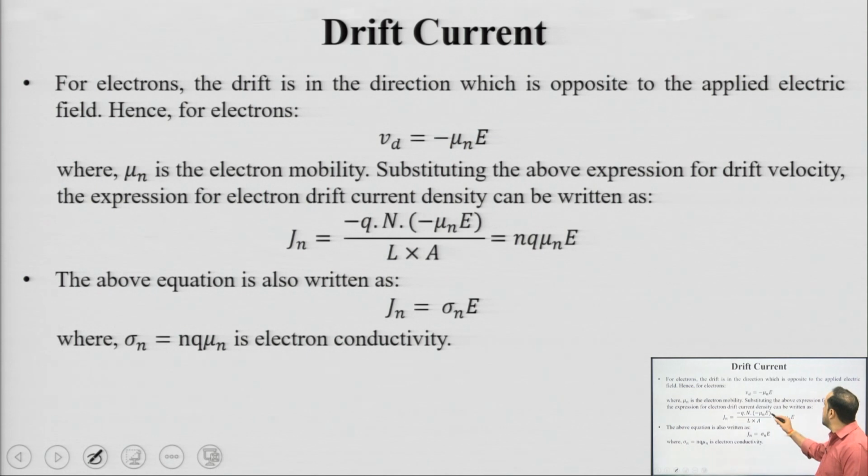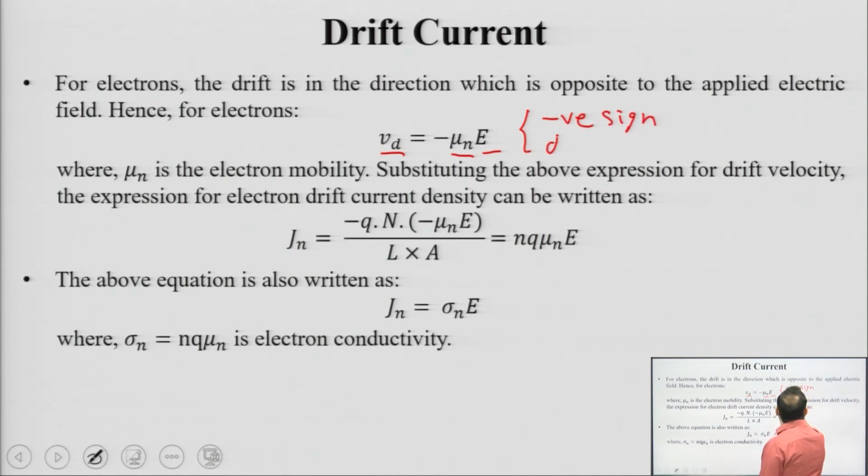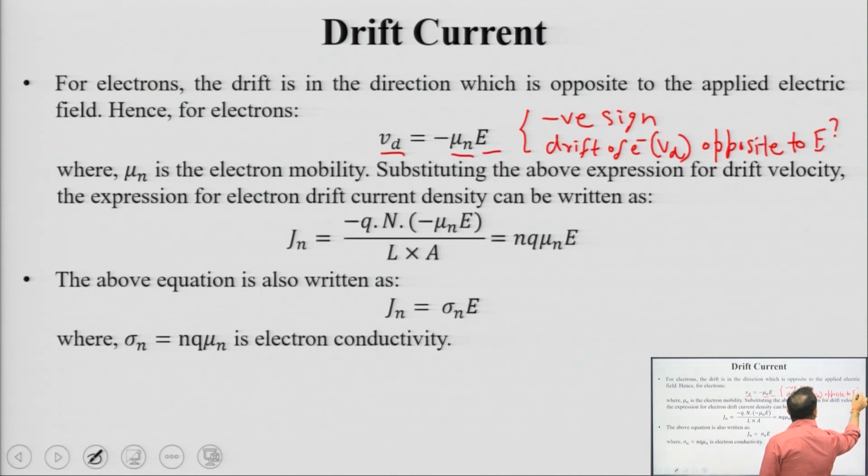And I already know that the drift velocity is proportional to the electric field, and the constant of proportionality is minus mu n. This negative sign is because the drift of electrons, or I should say v_d, is opposite to E. When electrons are drifting from the negative electrode to the positive electrode, the electric field applied is from positive to negative, and the drifting of electrons is from negative to positive. So, the directions are opposite.